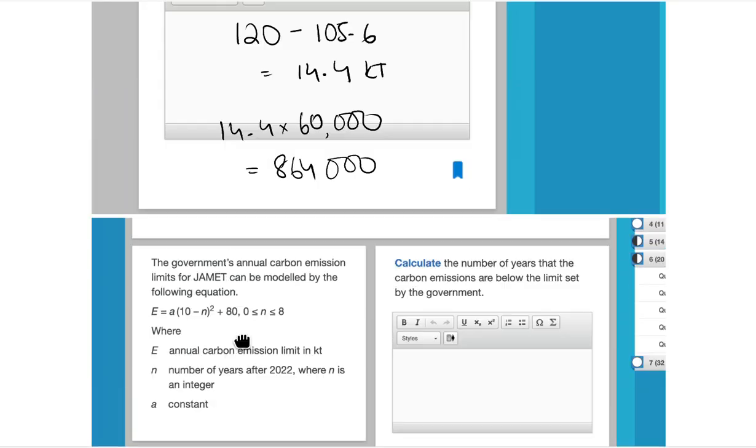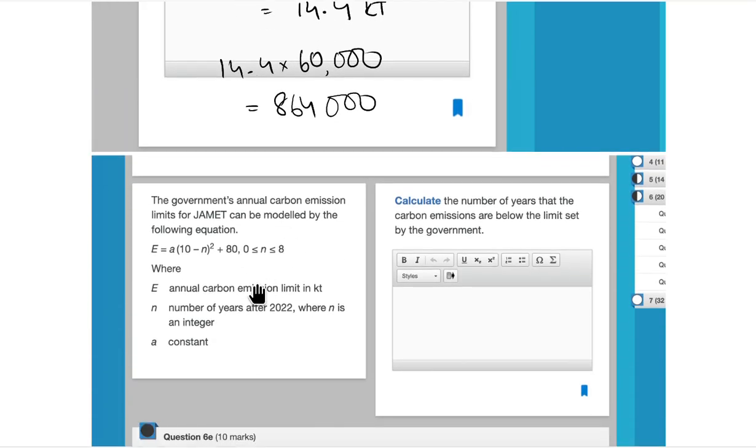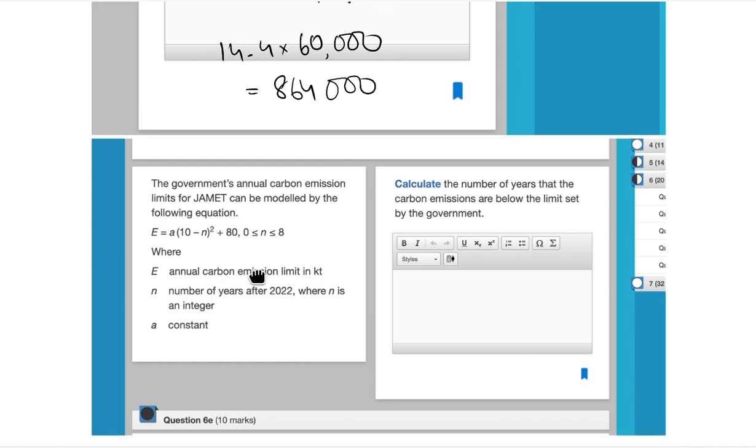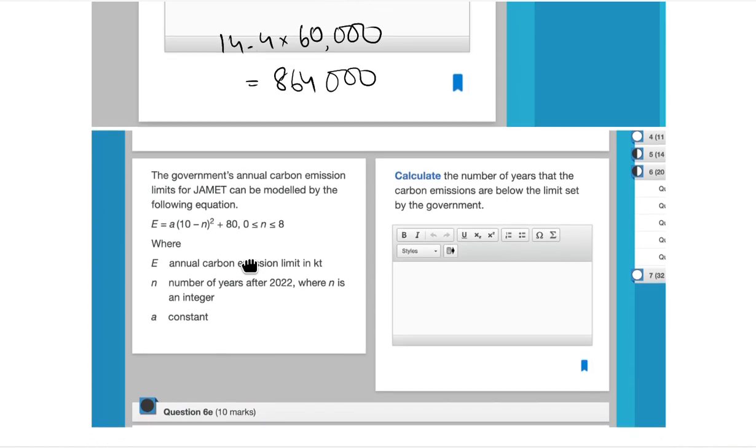Calculate, I think this is 6 part D, I guess. Calculate the number of years that the carbon emissions are below the limit set by the government. It should be below the number of years. So let's solve it.